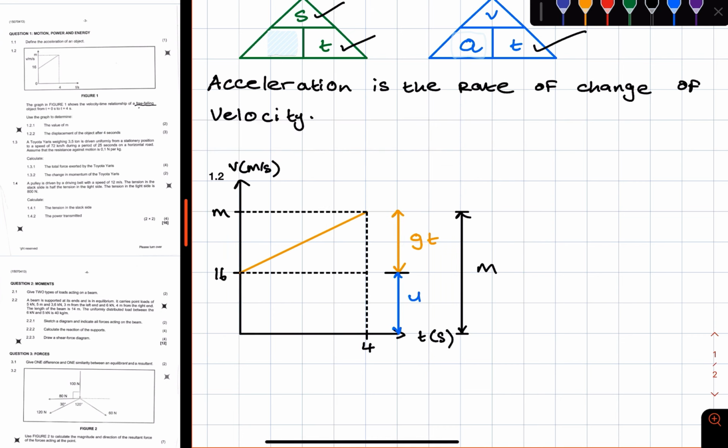So we have 0 here, and from 0 to 16, that's our initial velocity, right? And then from 0 to m is our final velocity, but our final velocity is represented by m in this case. Meaning m, being our final velocity, will be equal to u plus gt. Remember, this time around, because the object is free falling, our acceleration will be used as gravitational acceleration. Now let's go back to the question.